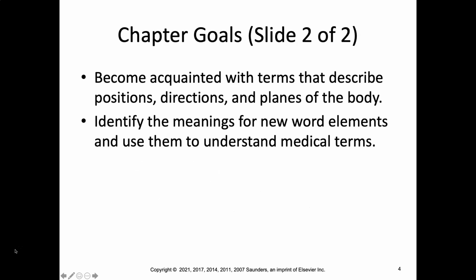We're going to look at the terms that describe positions, directions, and planes of the body and identify meanings for new word elements and use them to understand medical terms. This is a very important chapter because a lot of these concepts will come back in subsequent chapters, so it's really important that you spend some time on Chapter 2 and master its information. We have the same unit objectives as before for Chapter 1, that's 9.1.1 through 9.1.3. If you'd like to follow along in your book, I'm on page 32.